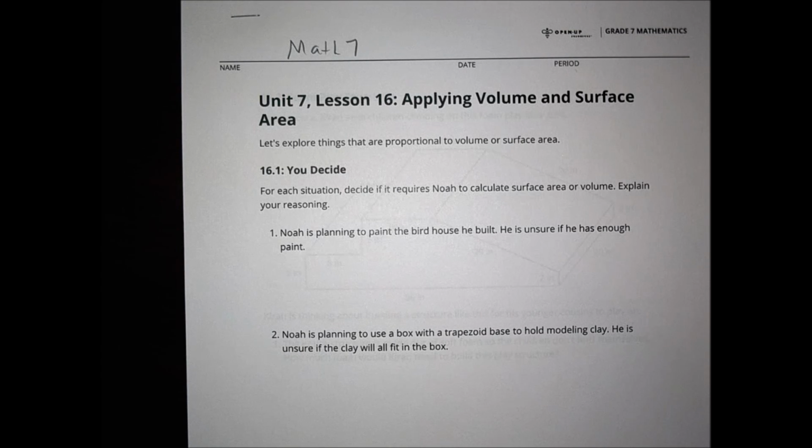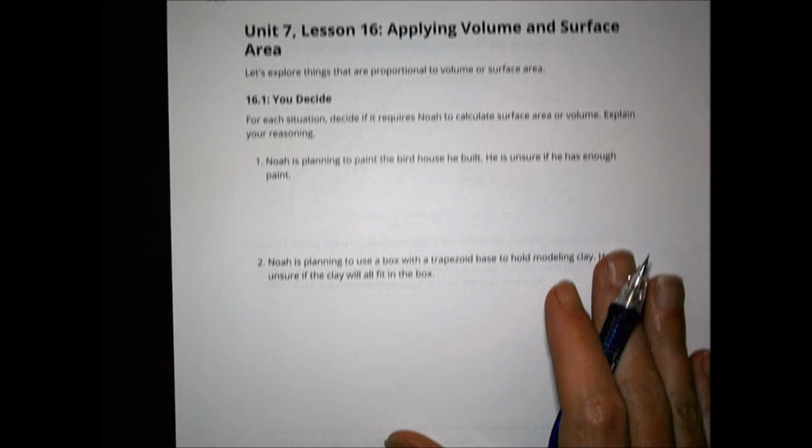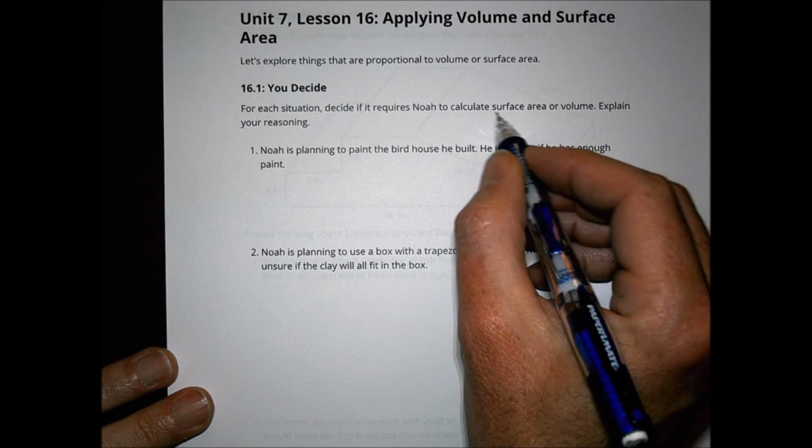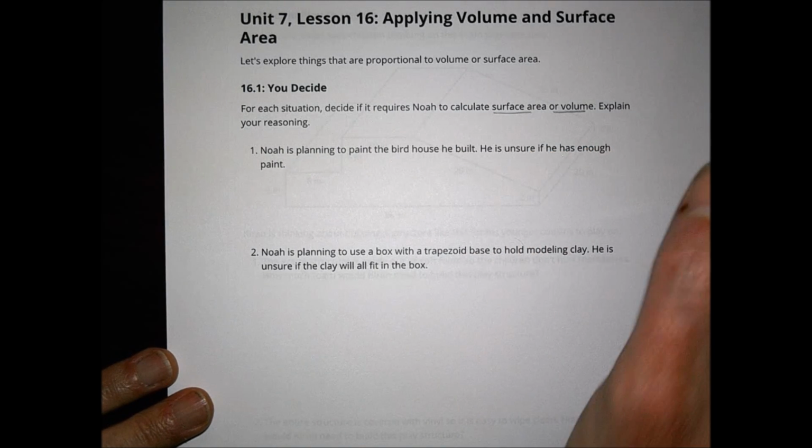Hey, this is Math 7, Unit 7, Lesson 16, applying volume and surface area. Alright, so here we go. For each situation, decide if it requires Noah to calculate surface area or volume, and explain your reasoning.